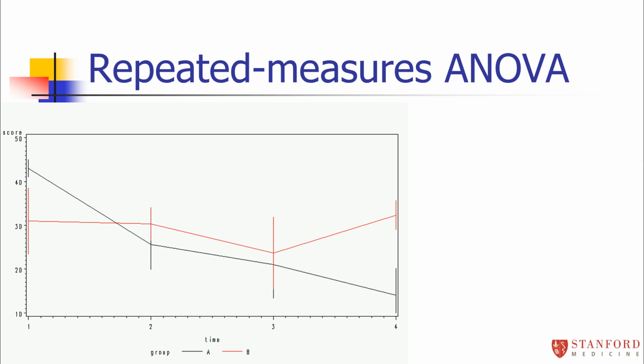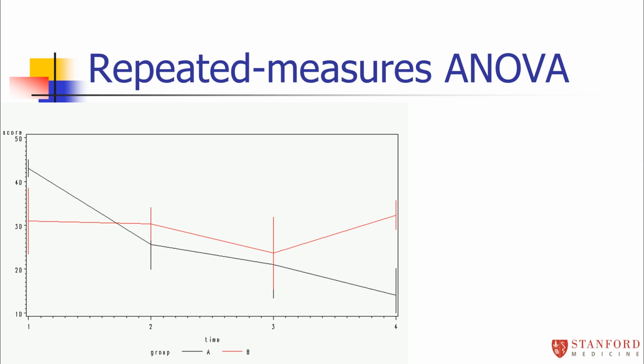So you can just look at this graphic. This is mock, made-up data, but group A seems to be going down at a faster rate, and let's say this is depression score. Group A, which is in black there, seems to be going down at a faster rate than group B. Group B is actually pretty steady. It doesn't change too much. It's pretty stable over time.